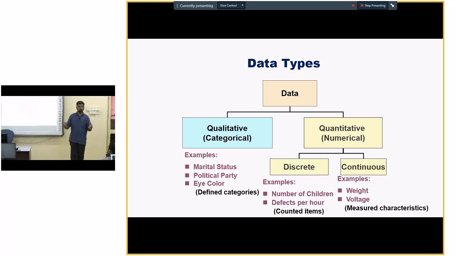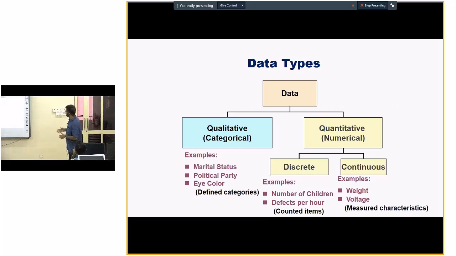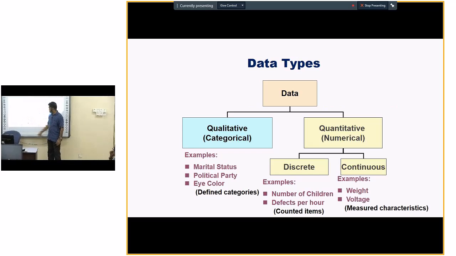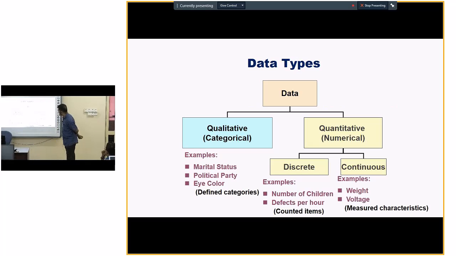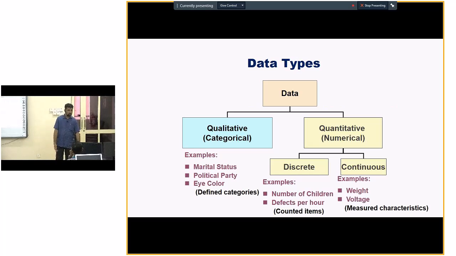This background is very much important for selecting a statistical test, right? Then you may have qualitative data, right? Example also given. What are they? Marital status, political party, eye color. It is better to put gender, right? Gender, then country of birth, then province or the district, all names. That means categorical data, categorical data.